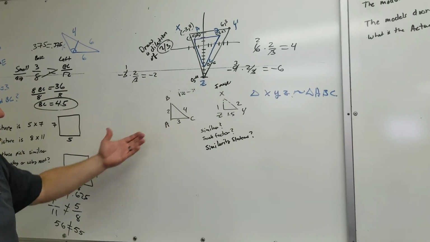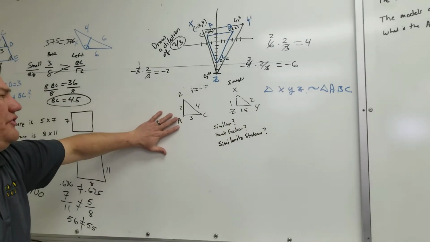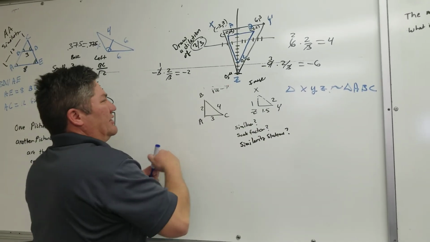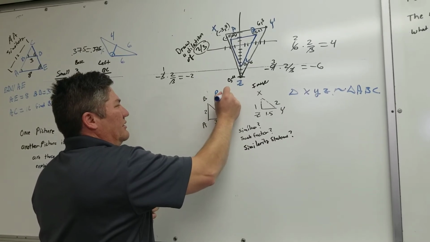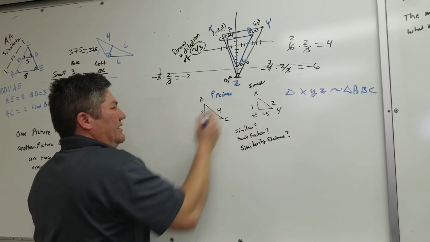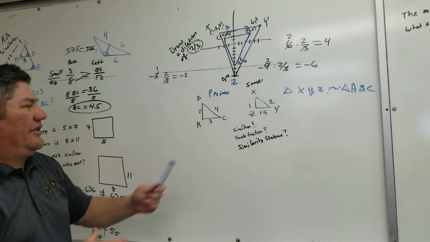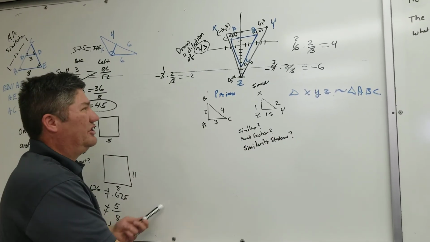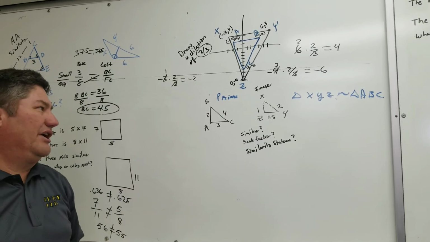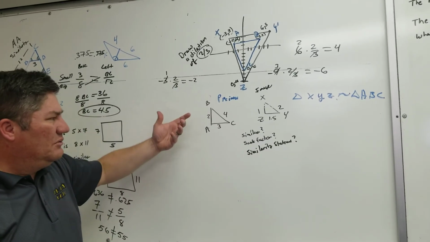Okay? Next one. Here's the two figures. Again, it kind of smudged there. So this is the pre-image, and this is the image. And it asks, are they similar? What's the scale factor? And tell me the similarity statement. So we're going to do something similar to what we did up here, only we don't have to draw it. We'll start looking at these.